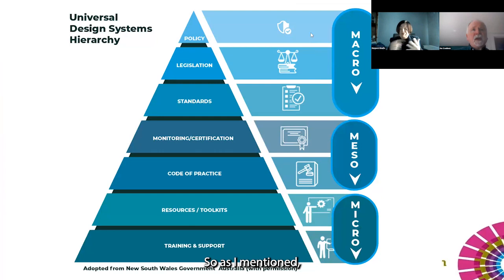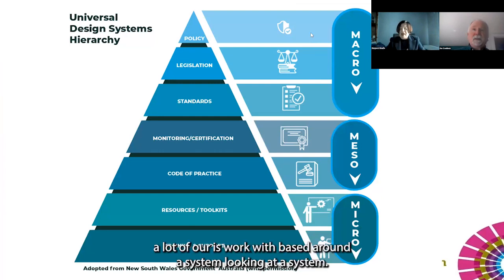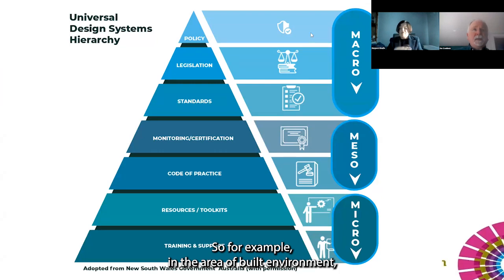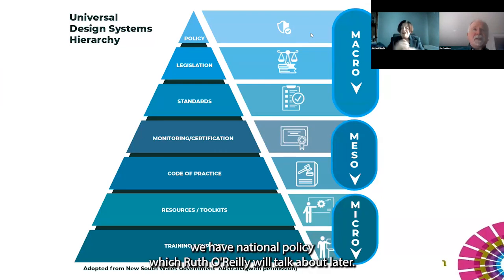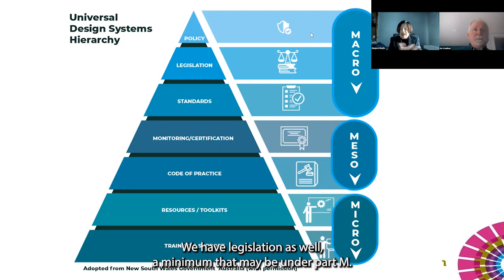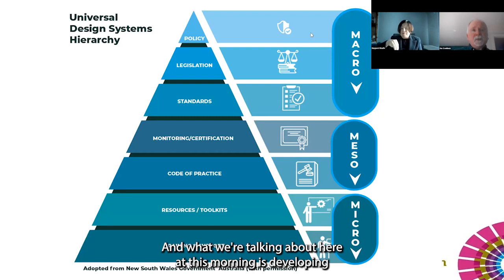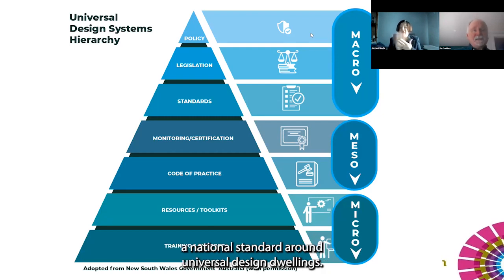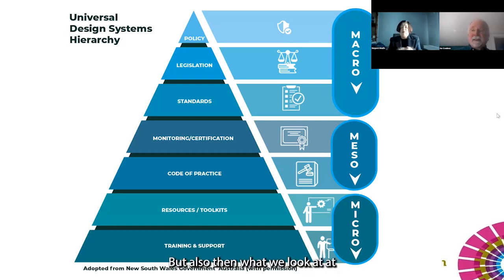So as I mentioned, a lot of our work we base around a system, looking at a system. So, for example, in the area of built environment, we have national policy, which Ruth O'Reilly will talk about later. We have legislation as well under minimum that may be under Part M. And what we're talking about here this morning is developing a national standard around universal design dwellings. But also then what we look at an organizational level called the meso level that you can actually monitor and certify, be it a building or be it technology, etc.